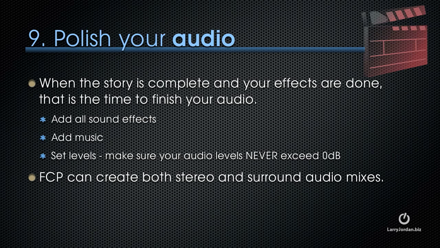And the process of polishing your audio is doing things like adding sound effects, adding music, and then setting audio levels. By the way, here's an important tip. You want to make sure that your audio levels never, ever exceed 0 dB, because if they do, your audio is going to sound terrible. It's such an important rule. We'll repeat it several times during this training. Final Cut Pro can create both stereo and 5.1 surround audio mixes, so you got plenty of things to experiment with to make your project sound great.